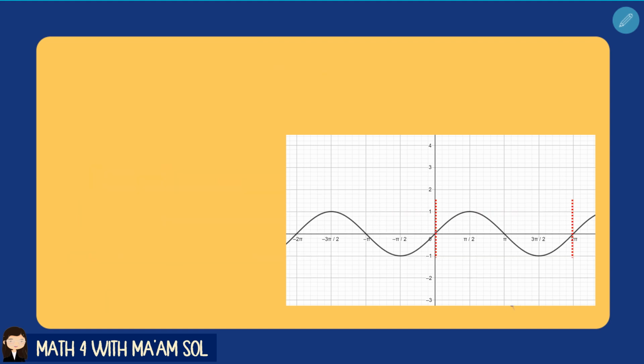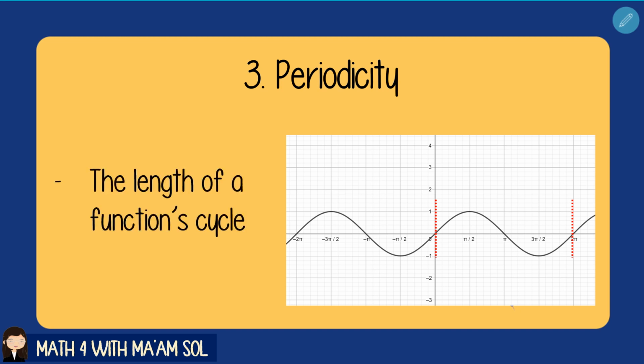The third criterion is the periodicity. The period of a function is the length of its cycle. This means the value for which the cycle will keep on repeating itself. As we know, trigonometric functions are cyclical, so they will keep on repeating themselves. Thus, knowing their period is very helpful.